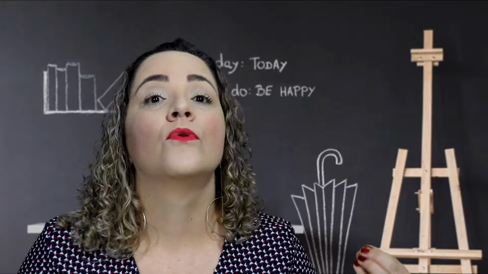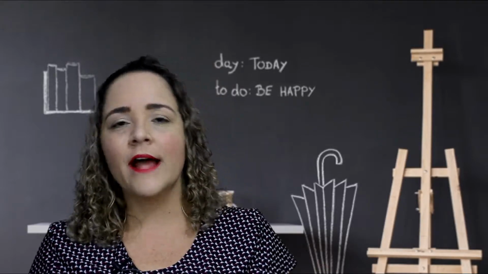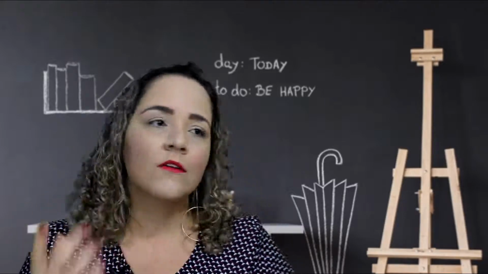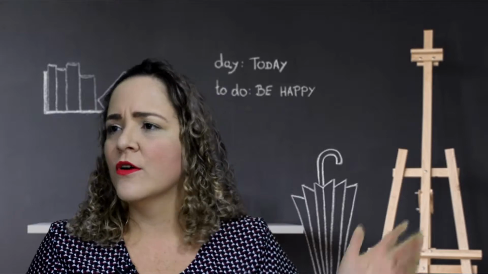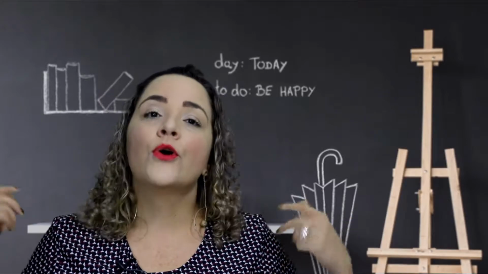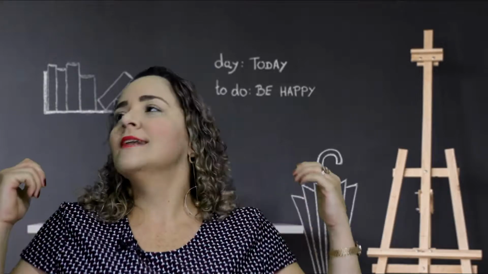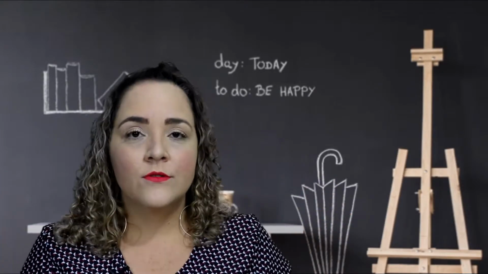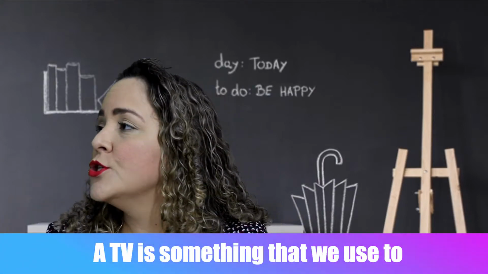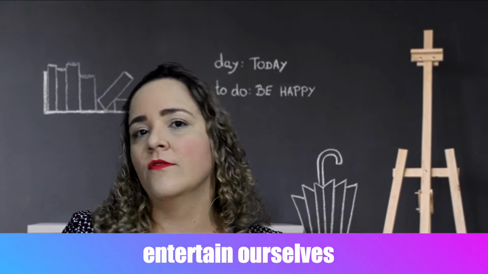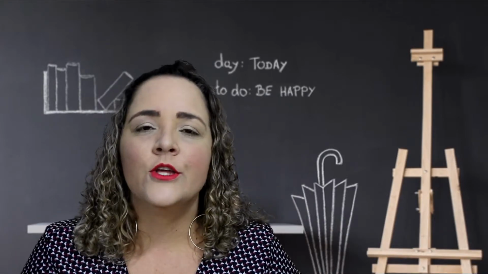So these are relative clauses. Very easy, very simple, right? And you can describe a lot of things during your job, during your free time, before you go to bed. For example, you're lying down on your bed and you see your TV. And you say, the TV is something that we use to entertain ourselves, or to, I don't know, describe everything using relative clauses.